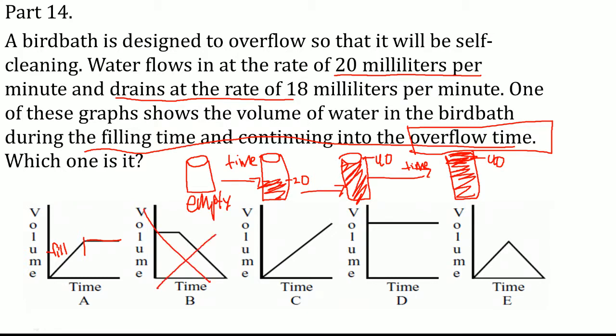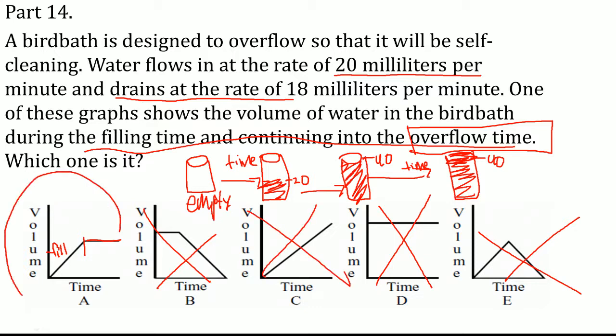So this is wrong. This is wrong. This makes no sense because here the volume is constant. No, it starts empty and it fills. So it's either this one or this one. This has no overflow. This has no overflow. So the only correct answer is this one.